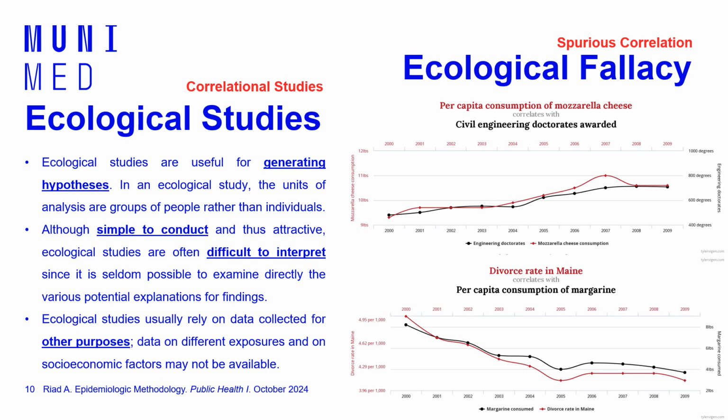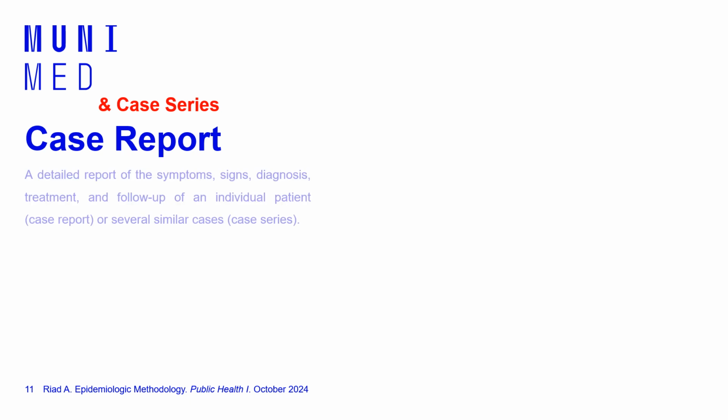Okay, so these were the ecological studies. Then we have the third type of descriptive observational studies, which is called case report or case series. Case report and case series are pretty similar in that both of them are detailed clinical reports on the signs, symptoms, diagnosis, treatment, and follow-up outcomes of either individual patients or several similar cases.